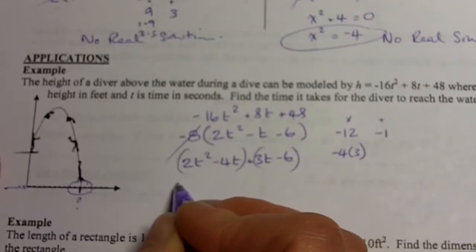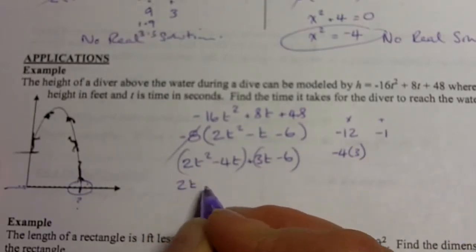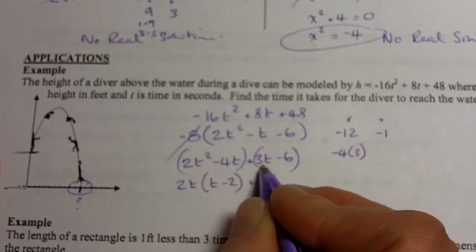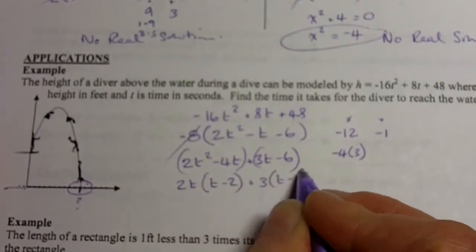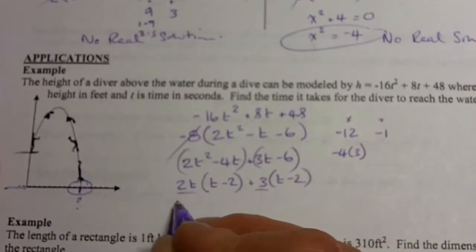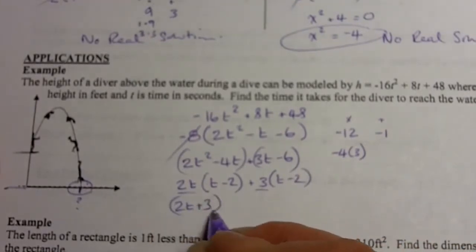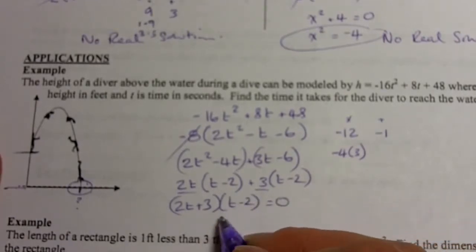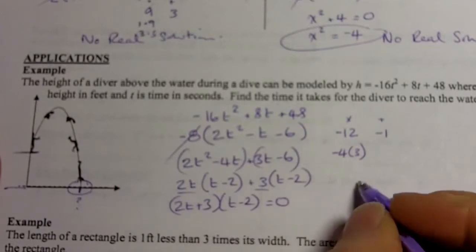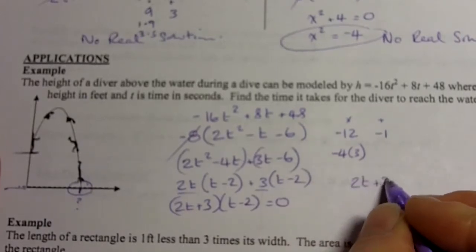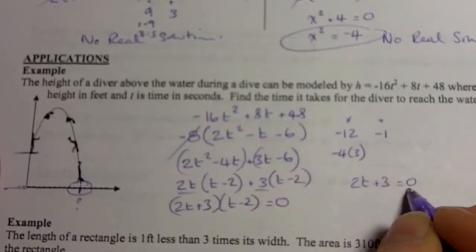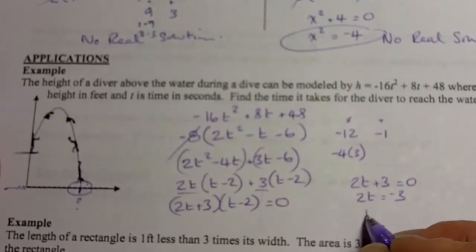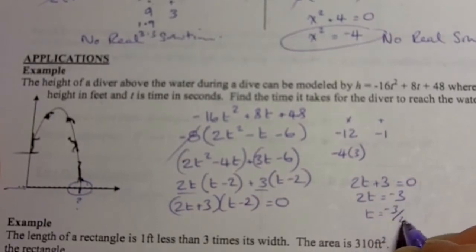Group and pull out the GCF 2t, I think. We'll have t minus 2. Plus pull out 3, t minus 2. Good. Regroup: 2t plus 3 and t minus 2 equal to 0. All right, set both of these equal to 0. We'll set the first one equal to 0. 2t plus 3 is 0. Subtract 3 from both sides. 2t is negative 3. Divide out the 2. t equals negative 3 over 2.